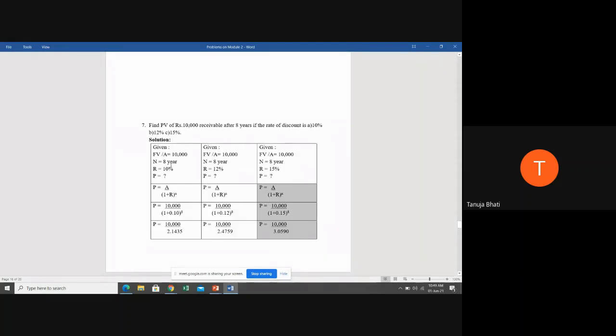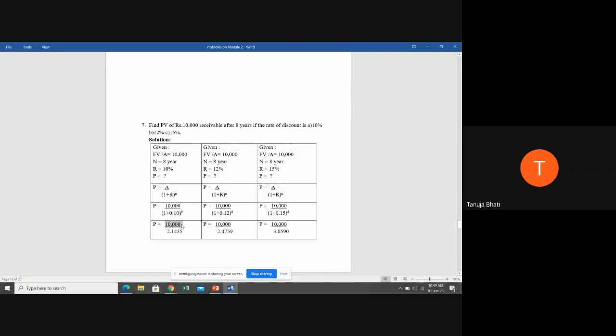Which formula are we going to use? Present value of a single cash flow, which is nothing but A divided by 1 plus R raised to N. When R is 10%, you find out; when R is 12%, you find out separately; and when R is 15%, you find out separately. I will just show you case A, and the same applies for B and C. So P is A divided by 1 plus R raised to N. A is 10,000 and R is 10%, raised to 8 because the number of years is 8 for all three situations.